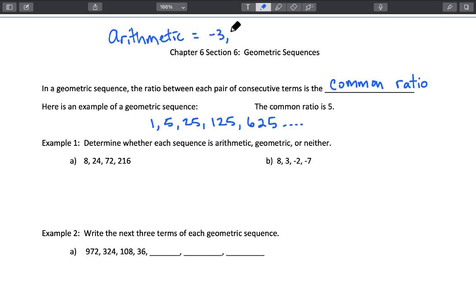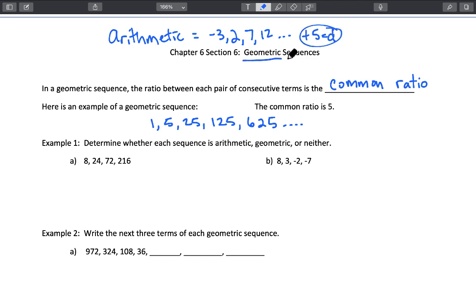So here's an example: -3, 2, 7, 12, ... As you can see, they're going up by +5 in between each term. The first term was -3, second term was 2, third term was 7, fourth term was 12. So the common difference, d, was +5.